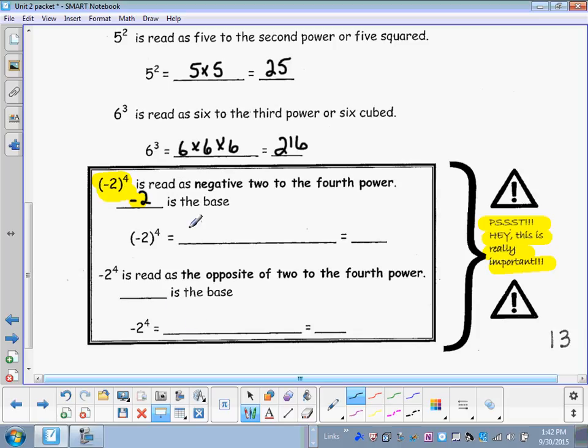So it's negative 2 times negative 2 times negative 2 times negative 2, which is 2 times 2 is 4 times 2 is 8, 8 times 2 is 16. I have an even number of negative signs, so it's a positive 16.